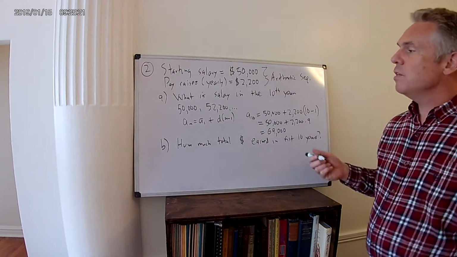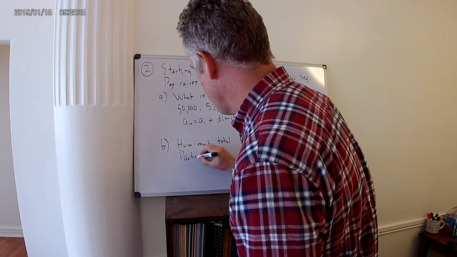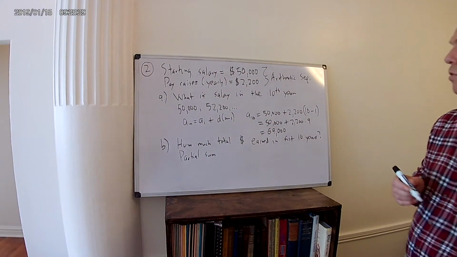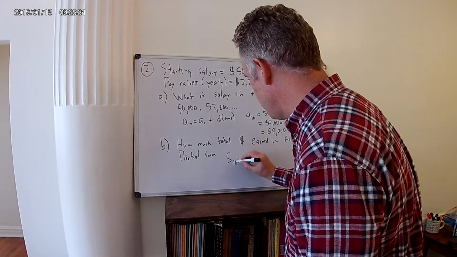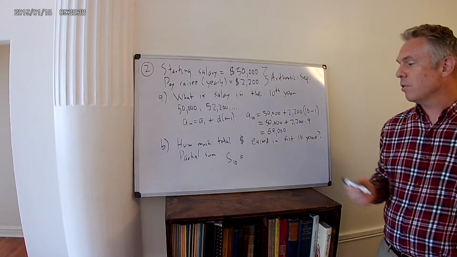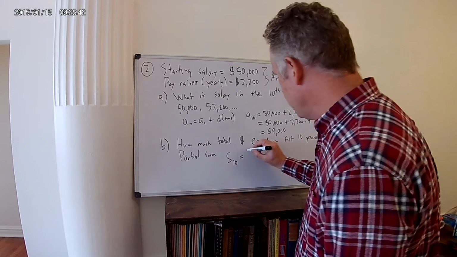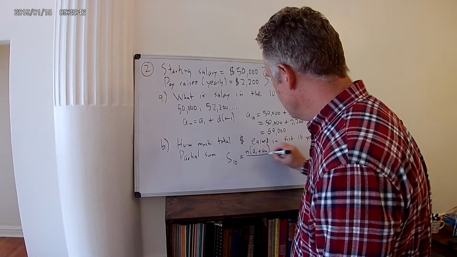Well, this is just a partial sum. This is just a partial sum of our arithmetic sequence for the first 10 years. So this total amount is actually S sub 10. It's the sum of the first 10 years of your salary, the sum of the first 10 terms of this arithmetic sequence. We can use our formula for this, n times a1 plus an, divided by 2.